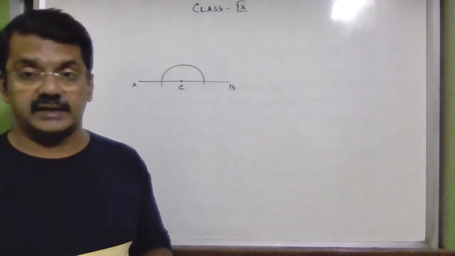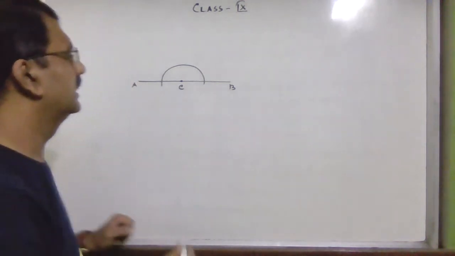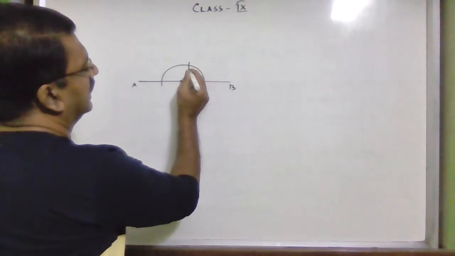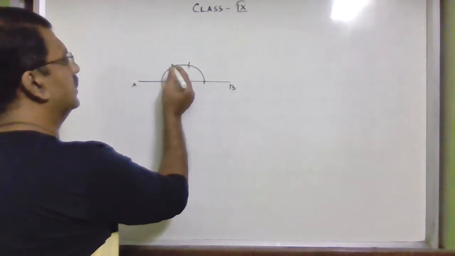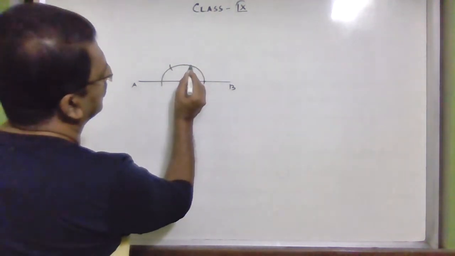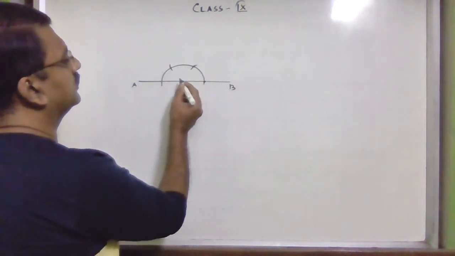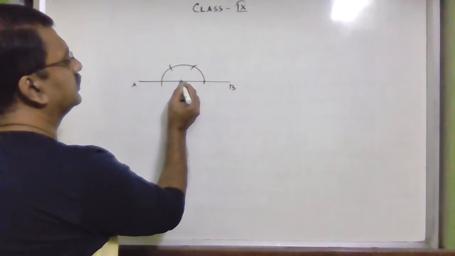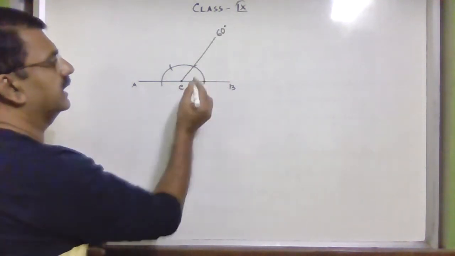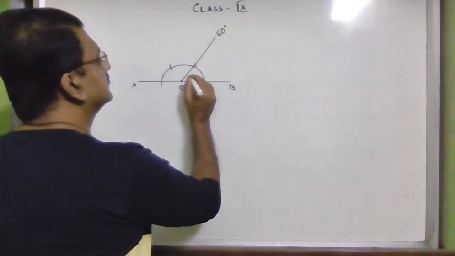Now without changing the radius, I repeat, without changing the radius, taking this point as the center you draw an arc, and then taking this point as the center you draw another arc like this. Okay, clear? So if you join C to that point, so this angle is 60 degrees. Okay, this angle will become 60 degrees.